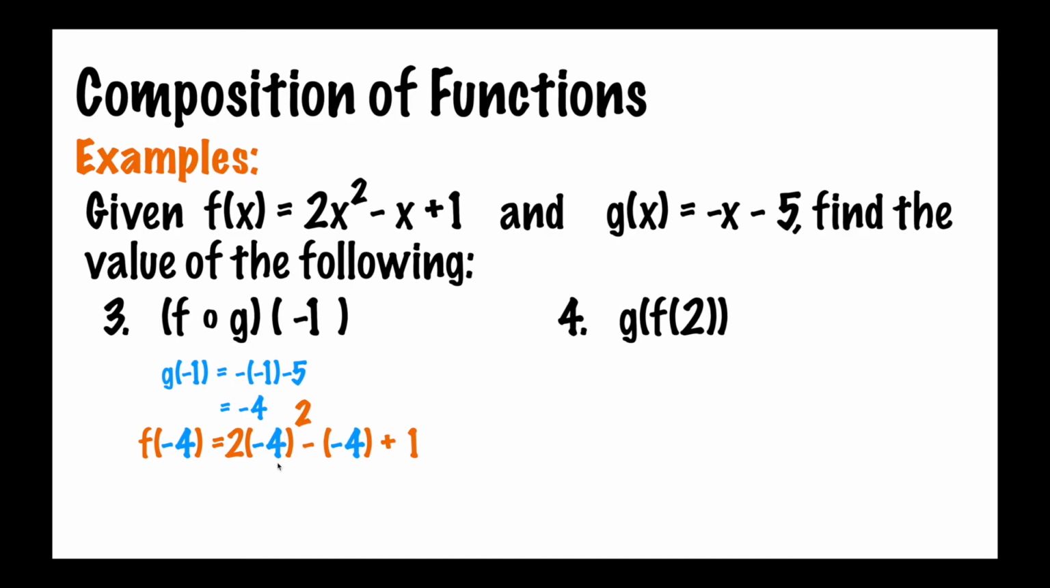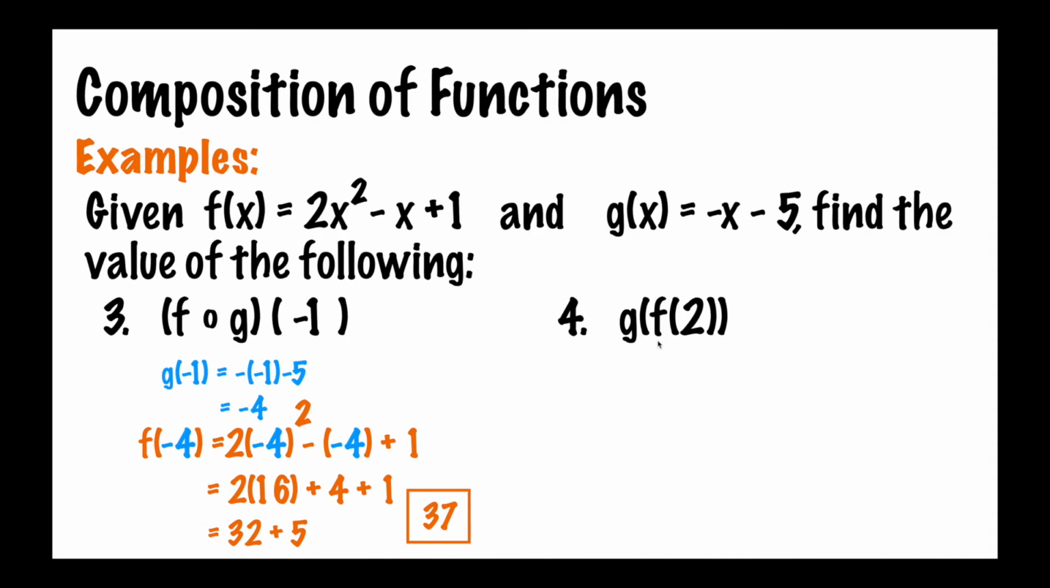I'll multiply 16 and 2 in a minute. This minus a negative 4 is going to become plus 4, and then I still have plus 1. So at this point, I have 2 times 16 plus 4 plus 1. Now if I do 2 times 16, I get 32 plus 4 plus 1, or plus 5, and that is going to give me a final answer of 37.